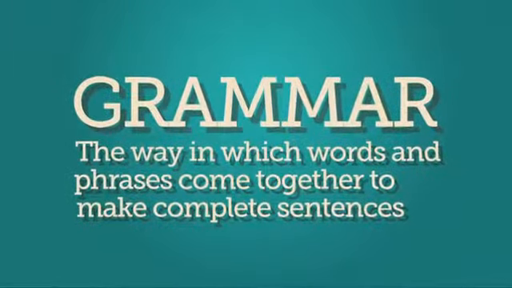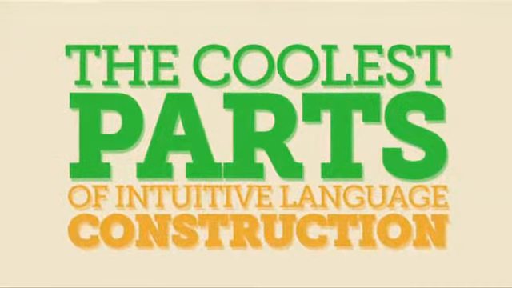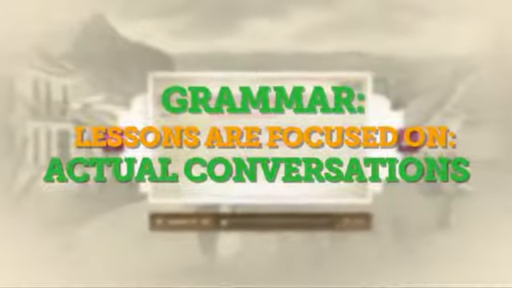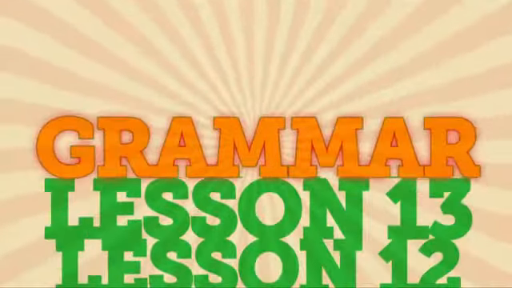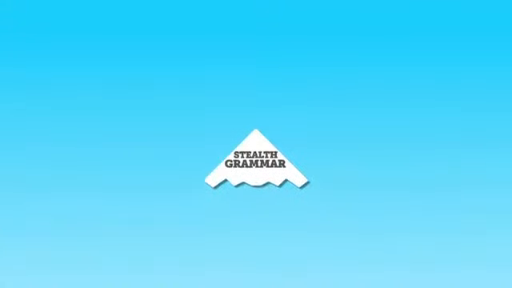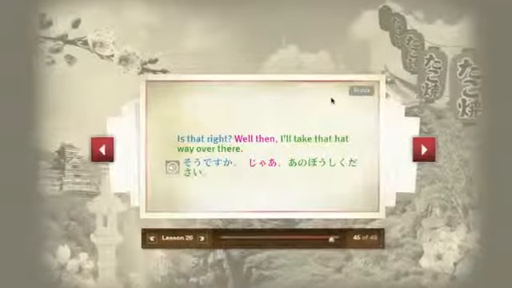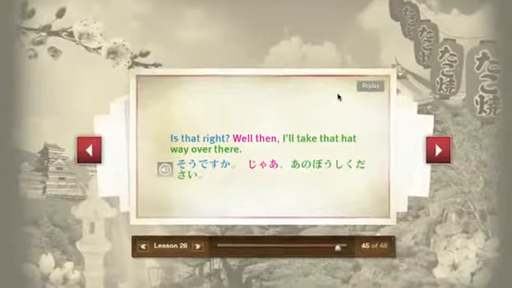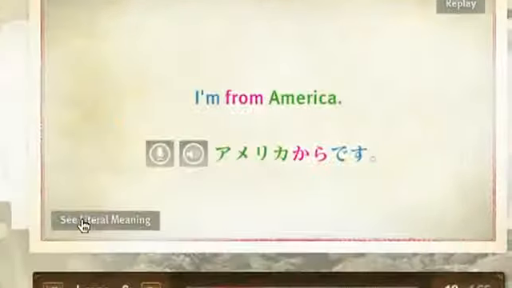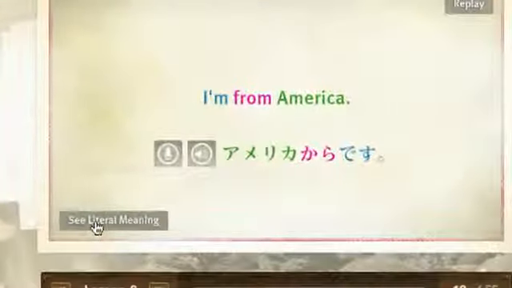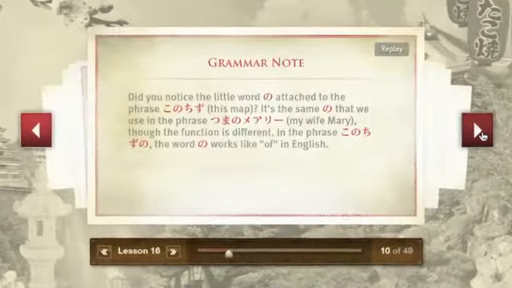Next on the list is grammar, or the ways in which words and phrases come together to make complete sentences. This is one of the coolest parts of intuitive language construction because our lessons are focused on actual conversations. You'll be learning grammar throughout each and every lesson without ever even realizing it. We call it stealth grammar because it just sneaks up on you. Our semantic color mapping helps you to pick up on the language patterns. Before you know it, you'll intuitively start to understand how they all fit together. You'll also be able to check out literal meanings and grammar notes to help along the way.